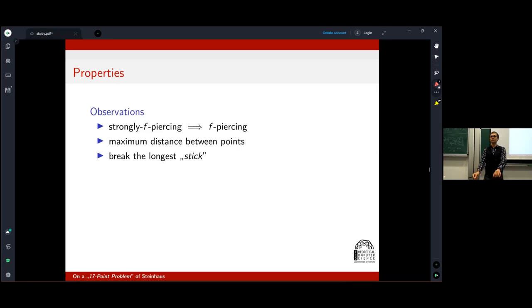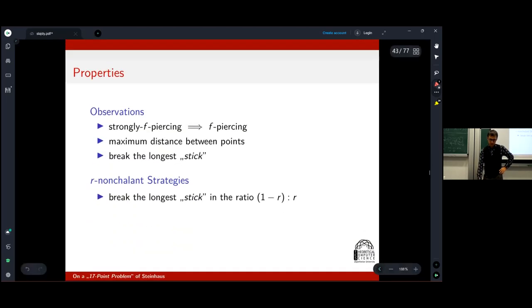Because if you break a shorter one, still this longest one gives you the maximum distance between the points in your sequence. So you can postpone this move and start with breaking this longest one because it's better for you. This is how Erdős and De Bruijn worked. They called those sequences stick breaking game or stick breaking sequences. And it's a funny name, and because of that, it took us some time to find out about this research.